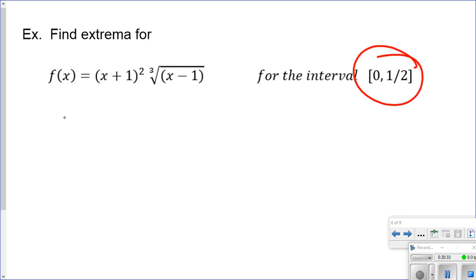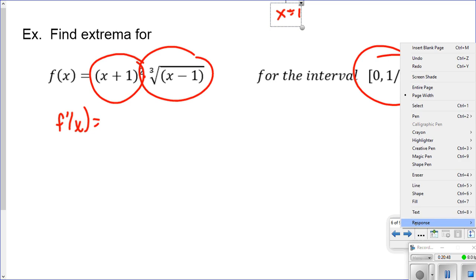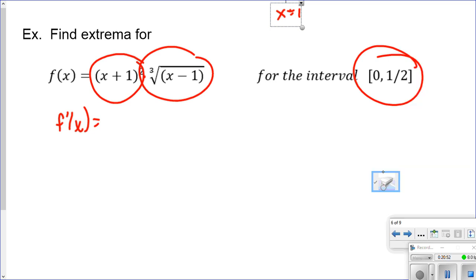So I have to take the derivative first. Let's stay in red and find this derivative. This is going to be the product rule, right? See that? This is a product right here and right here. So my product, let's try that again.